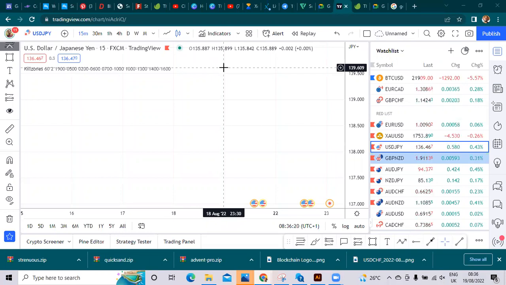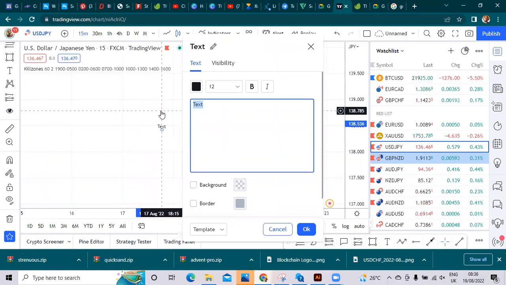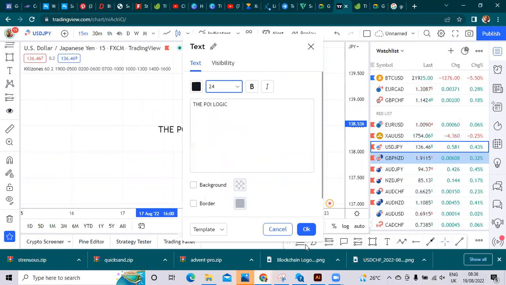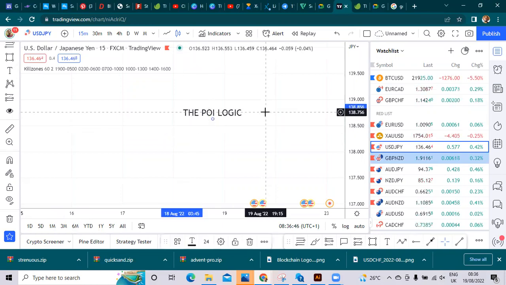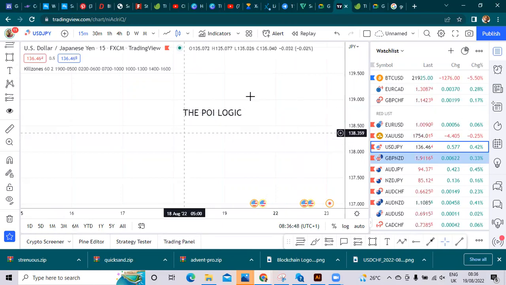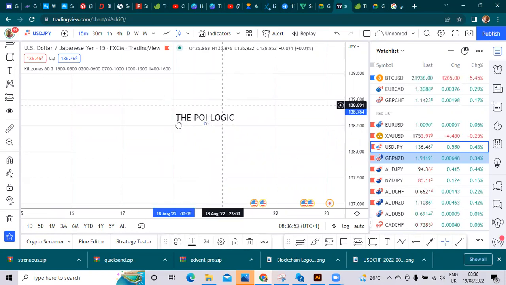Okay, so we're going to be going into episode 2 of the general SMC trading method. We are going to be talking about the POI logic, and making everything as easy as possible, step by step for you guys. Okay, so the POI logic, that's what we are going to be learning today. So when you say the POI logic, what does it mean?